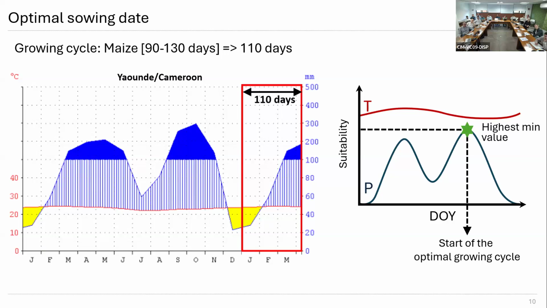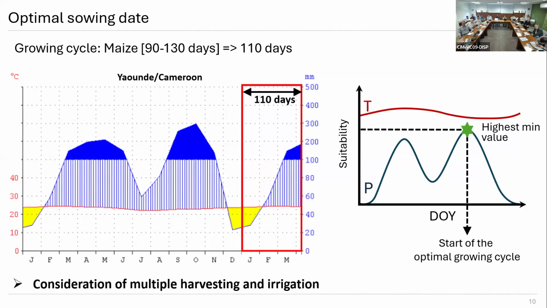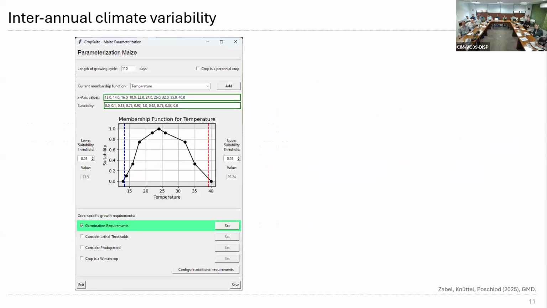And that takes into account precipitation and also the seasonal course of precipitation and temperature, and that's really interesting also to combine with multiple cropping. The model considers multiple harvesting, as I mentioned, but you can also consider irrigation.